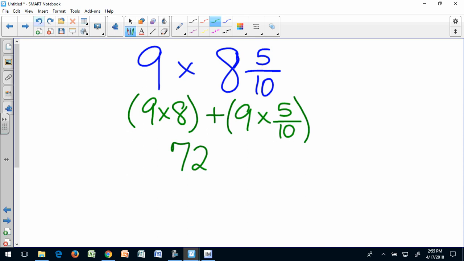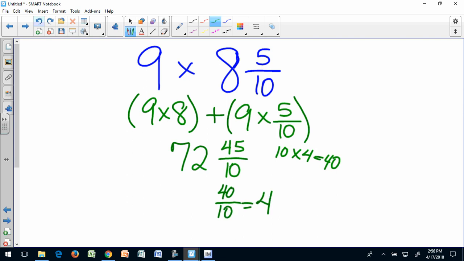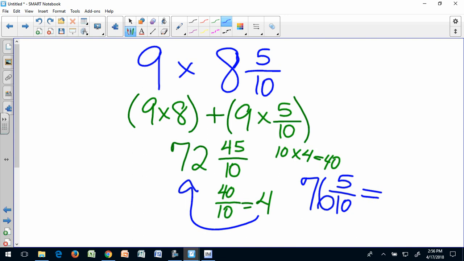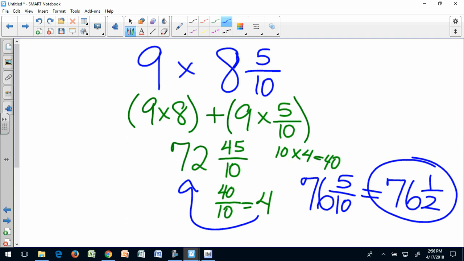Now 9 times 5/10 is going to get me 45/10. I know that 10 can go into 45 4 times, because 10 times 4 is 40. So I can take 40/10 and get 4 wholes out of that, meaning my answer will be 76, because 72 plus 4, and then the 5/10 remaining, which of course you all know can be written as .5, so 76.5 as my final answer.